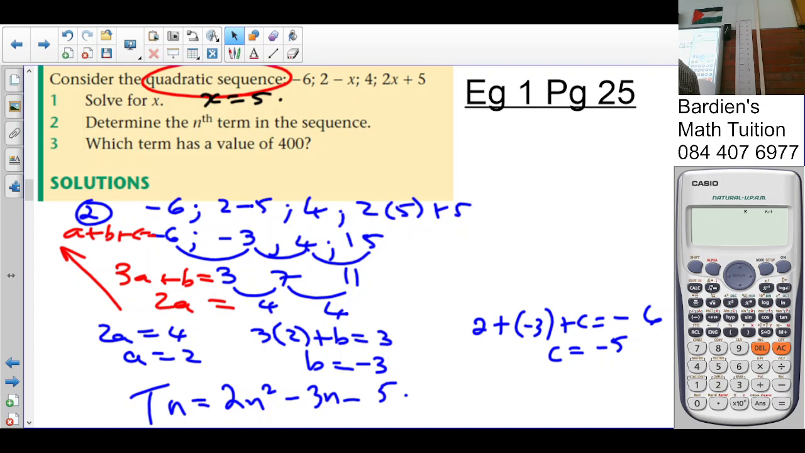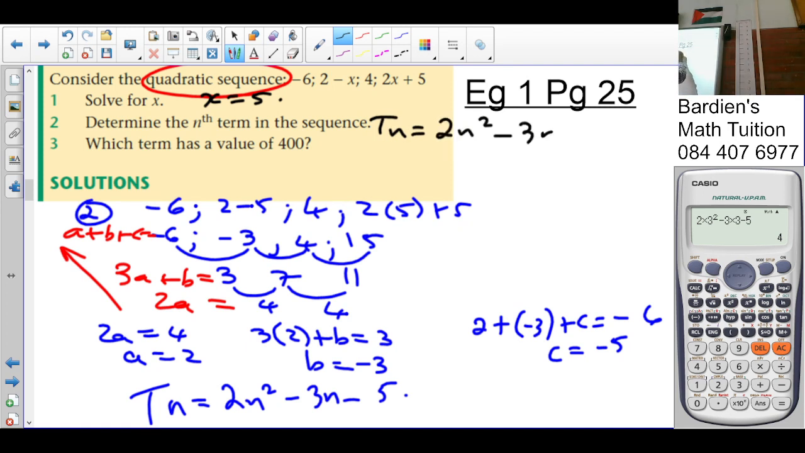It's safe to check because this sum is normally worth 4 marks or more. So you test for term 3, you should get an answer of 4, or if you test for term 4, you should get an answer of 15. There's 2 times 3 squared minus 3 times 3 minus 1, which gives you an answer of 4, which makes that general term correct. So Tn is equal to 2n squared minus 3n minus 1.